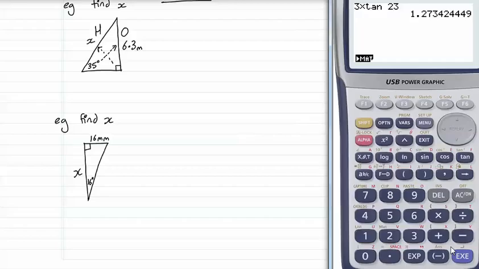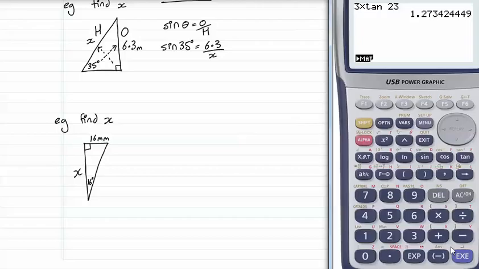My second step, choose the ratio. Opposite and hypotenuse means sine. So I write sine of the angle is opposite over hypotenuse. My third step, substitute in my values. Sine, don't forget, I know the angle of 35, is opposite 6.3 over hypotenuse, which is x.